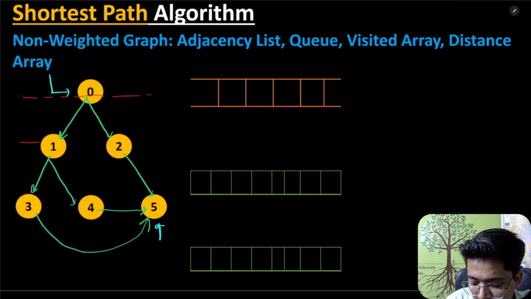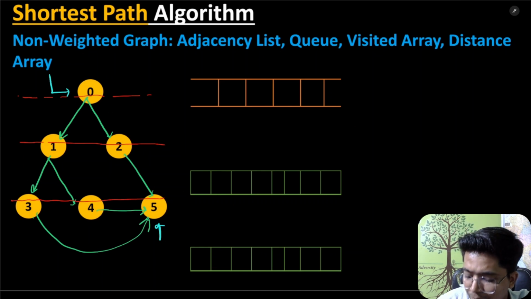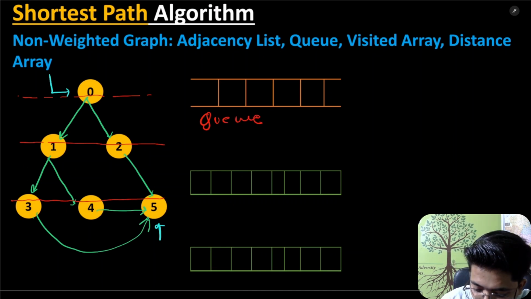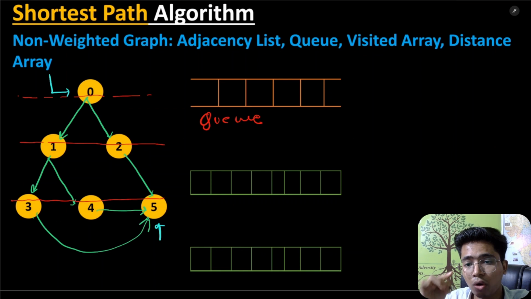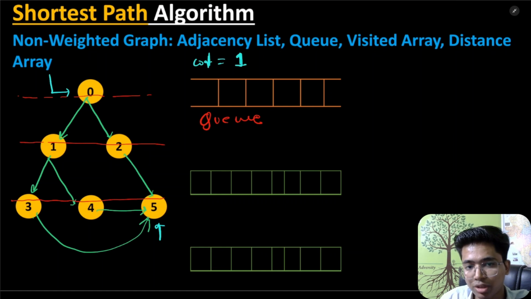Whenever you get that type of traversal, we always use one single data structure, and that data structure is a queue. To implement this shortest path algorithm, we'll be using a queue. Second thing, by default in the shortest path algorithm, we take the weight as 1. This is the default that we take.